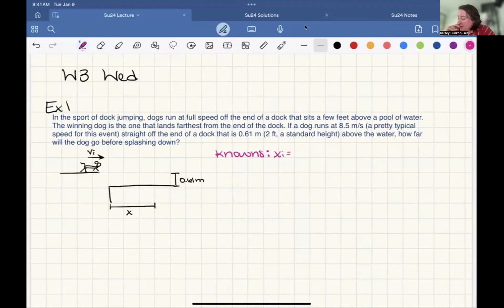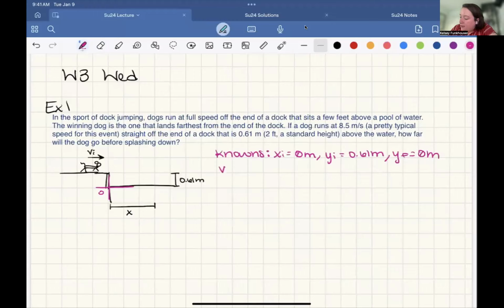So I actually want to put it at the water. You can do it either way. It's just that at the water is what I did before, so I'm trying to follow that. So, okay, X initial equals 0 meters. Now, Y initial is 0.61 meters, because that's the height of the dock, and then Y final is 0 meters. But again, you could set this at the dock, and then Y final would be negative 0.61 meters.